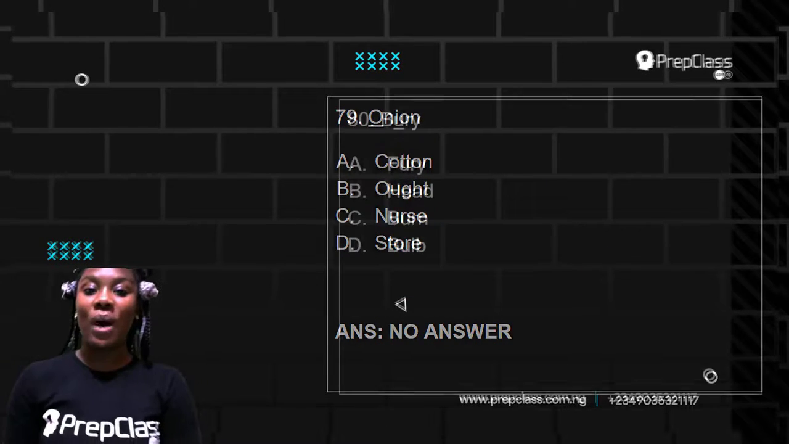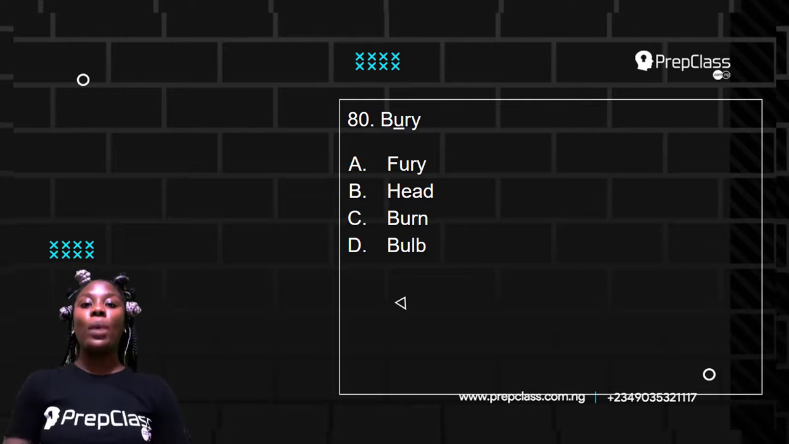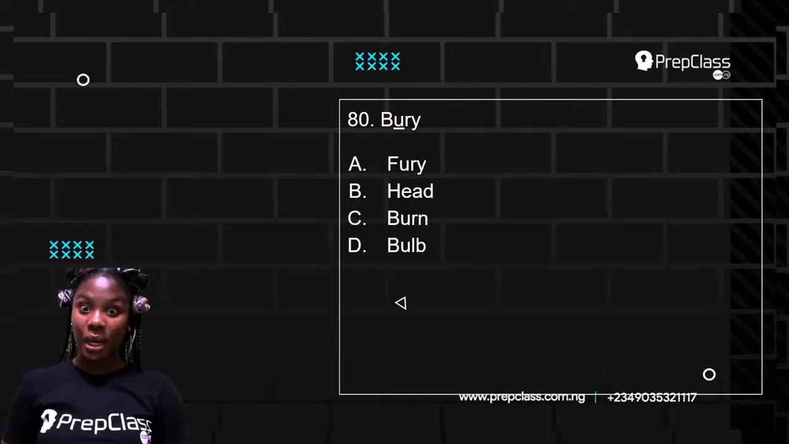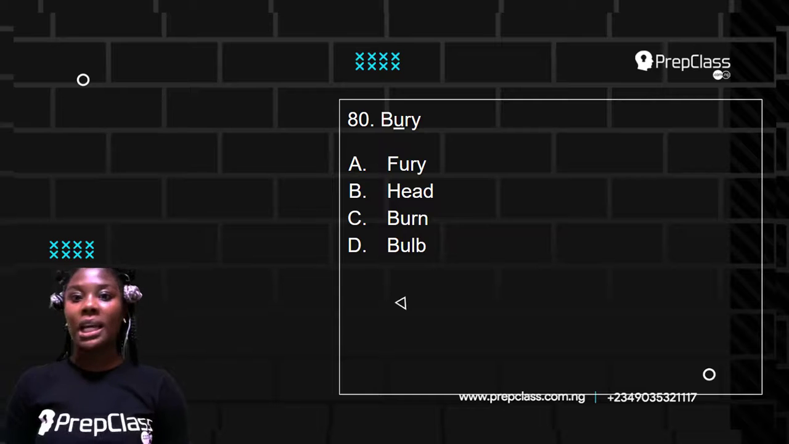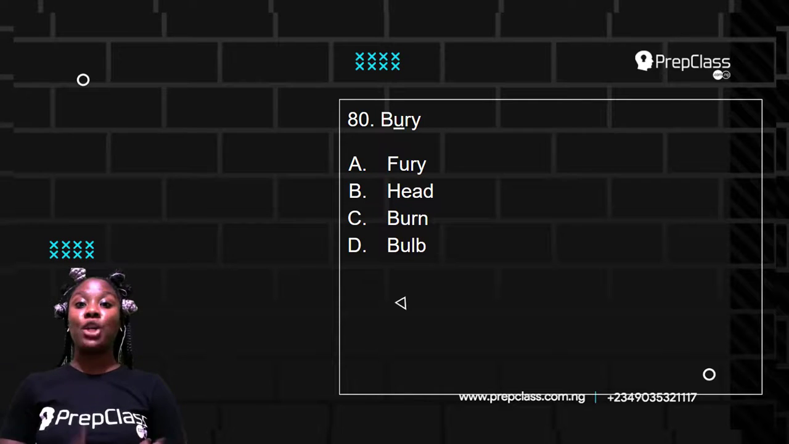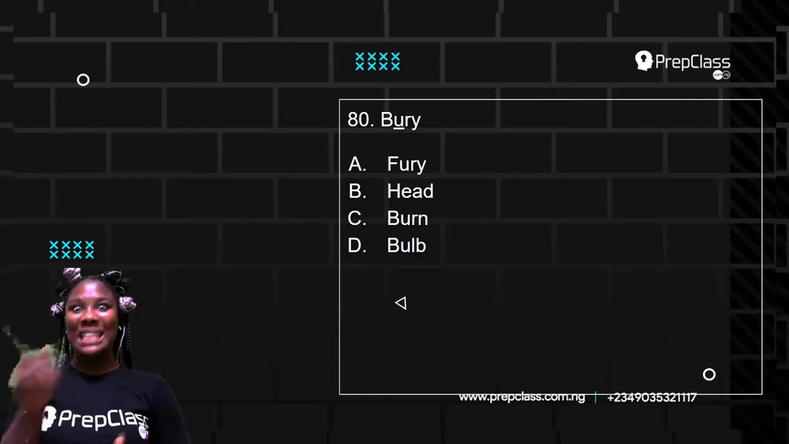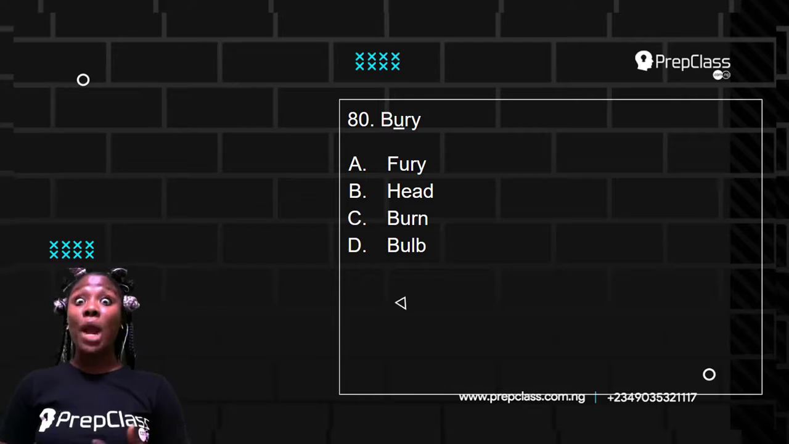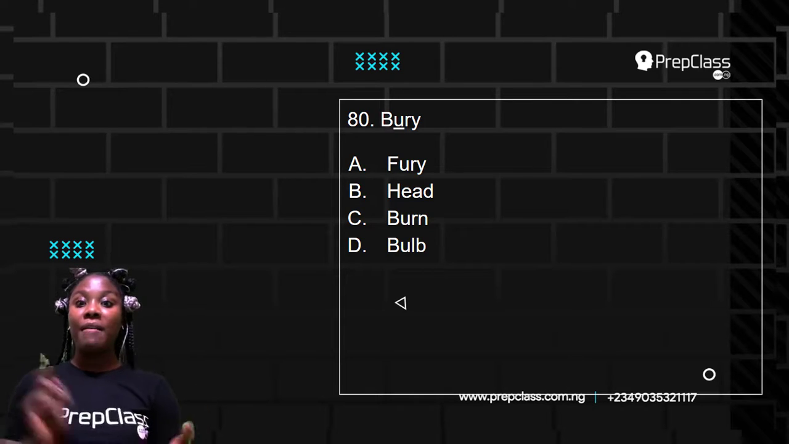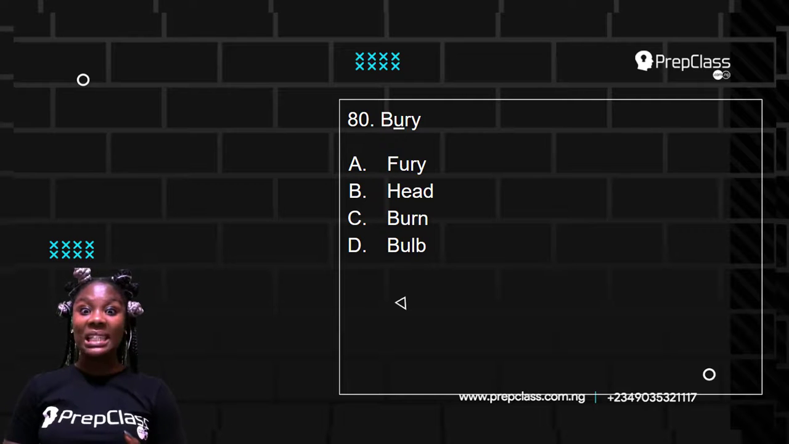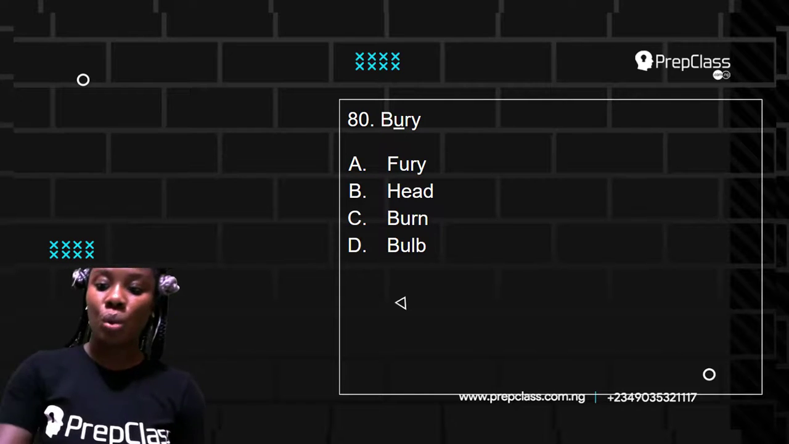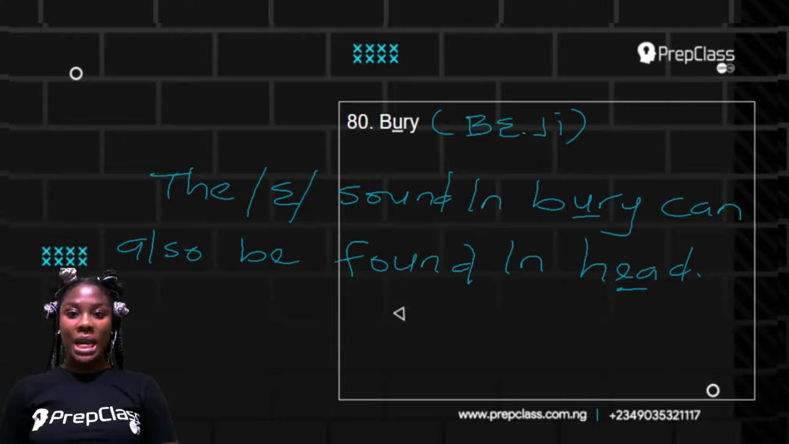Alright, the 80th question. We have berry. It's not pronounced bury; in as much as we have the U there, it's pronounced berry, like the E. We have the options: three, head, burn, and bulb. Which is it?